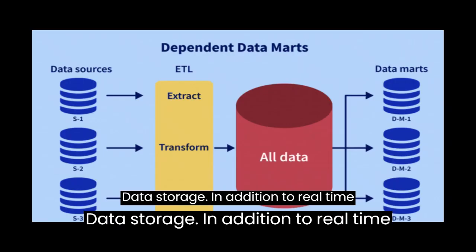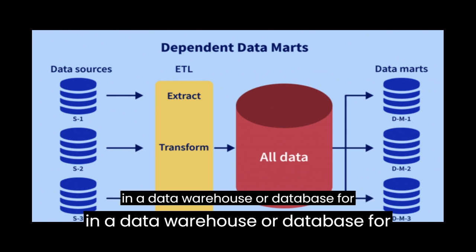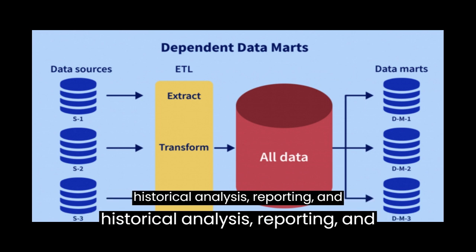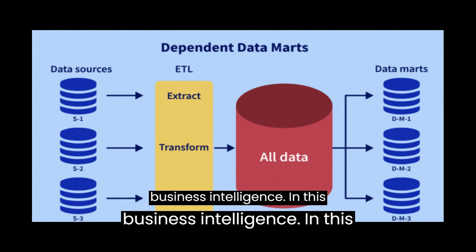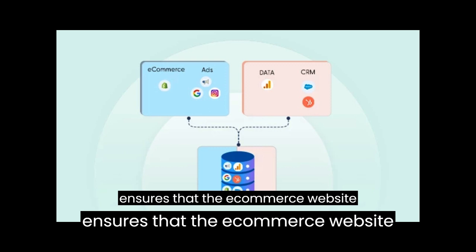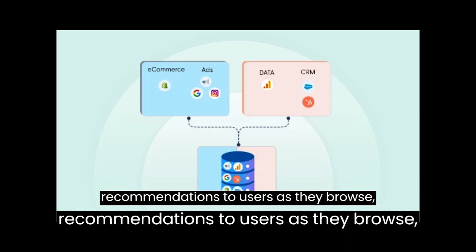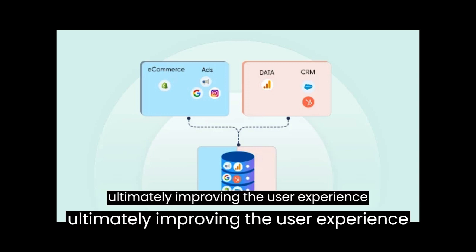Data storage. In addition to real-time processing, the processed data can be stored in a data warehouse or database for historical analysis, reporting, and business intelligence. In this example, real-time data processing ensures that the e-commerce website provides relevant and up-to-date product recommendations to users as they browse, ultimately improving the user experience and potentially increasing sales.